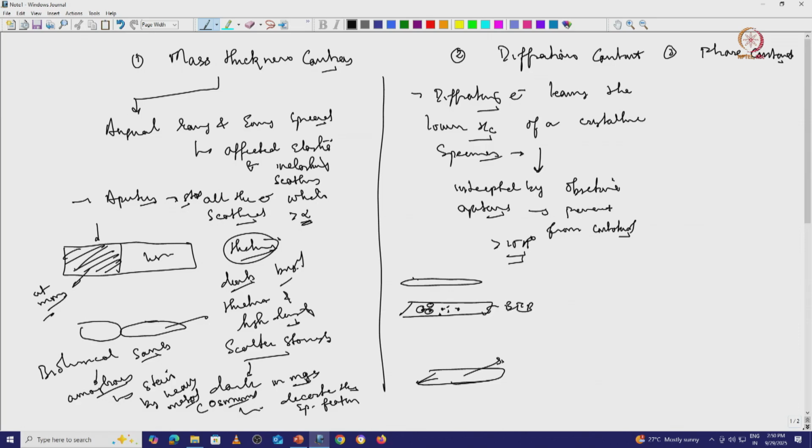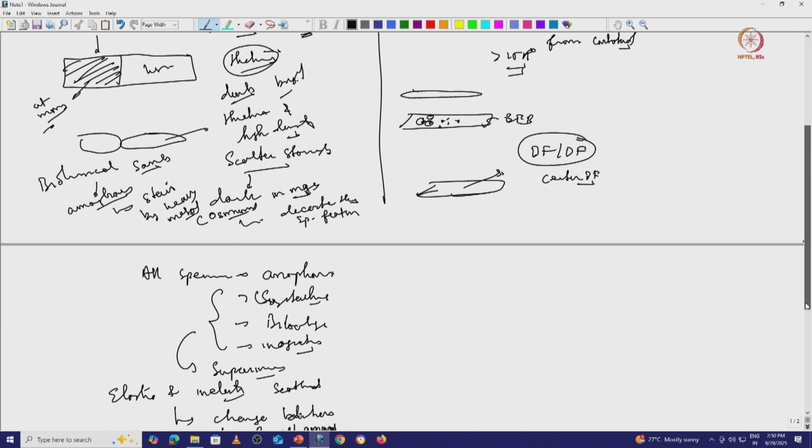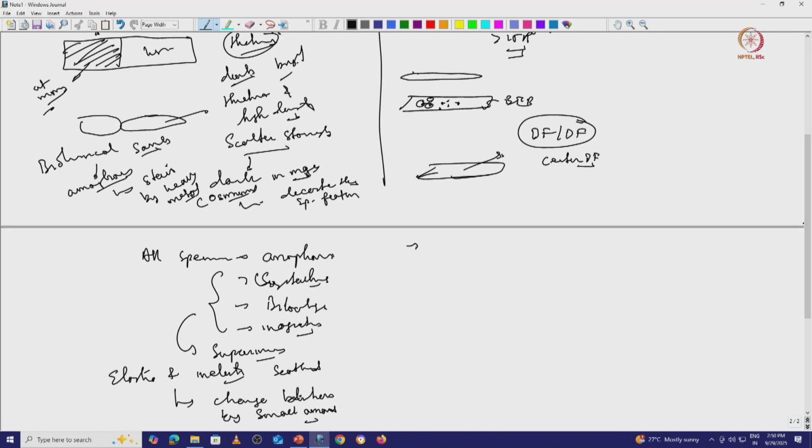This way you can do bright field and dark field imaging, or you can also do center dark field imaging. I think in the last class I briefly talked about how to take the bright field and dark field image. Diffraction contrast is also important for dislocations, if there are stacking faults and other defects.